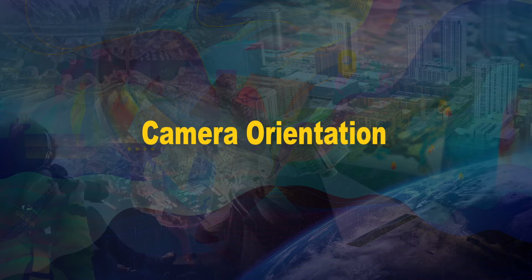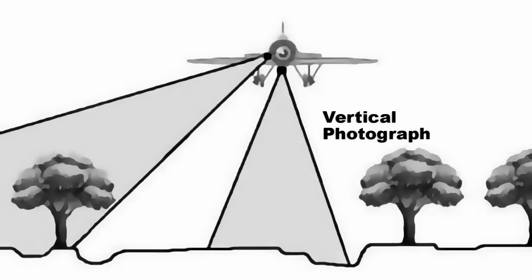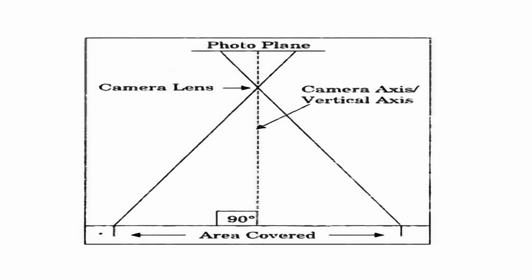Camera orientation. Based on the camera orientation, the aerial photographs can be divided into vertical. When the vertical photograph is taken, it is evident that the optical axis of the camera should be vertical or nearly vertical, where the tilt is within 3 degrees. The result is coincident with the camera axis. A vertical photograph has the following characteristics.